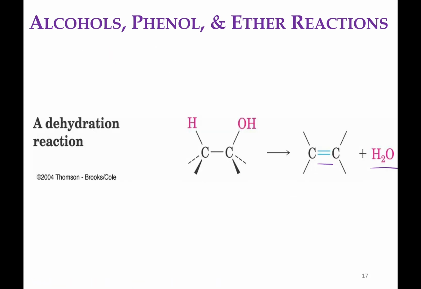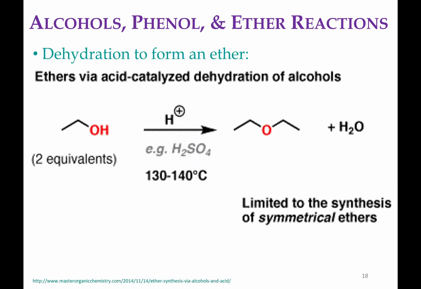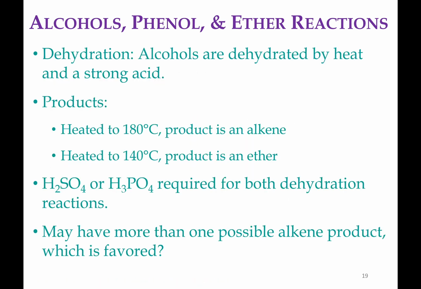If we go back here, we will talk about, oh, actually, we'll go forward. I have it listed when we go forward, I think. So dehydration: alcohols are dehydrated by heat and strong acid. What temperature is it being done at? If it's heated to about 180 degrees, you're going to get an alkene. If it's heated to only about 130, 140 degrees, something less than 180, you're going to get an ether. Temperatures in between those two, you might get a mixture of both. So H2SO4 or H3PO4 are going to be required. We need that acid catalyst.